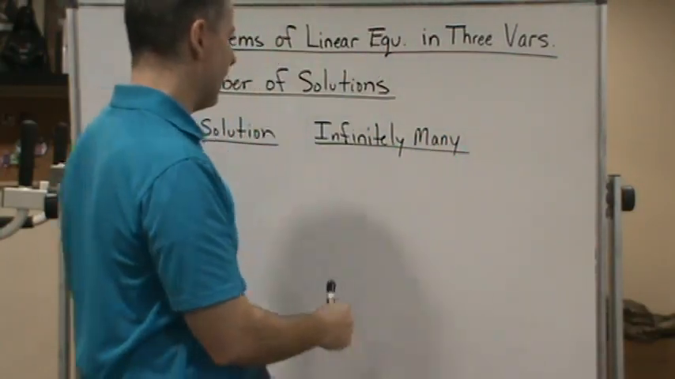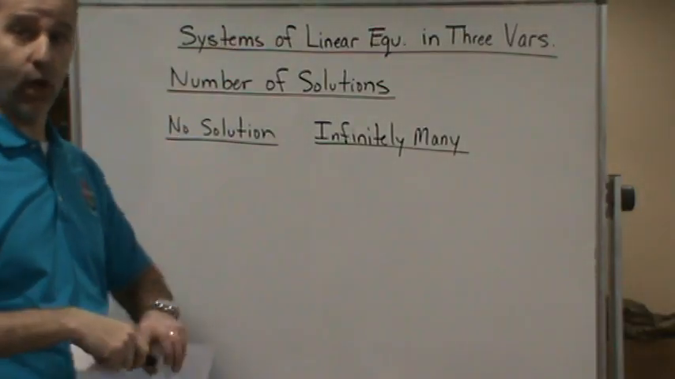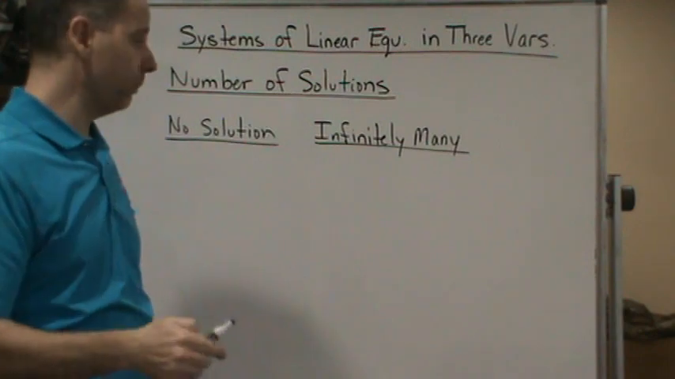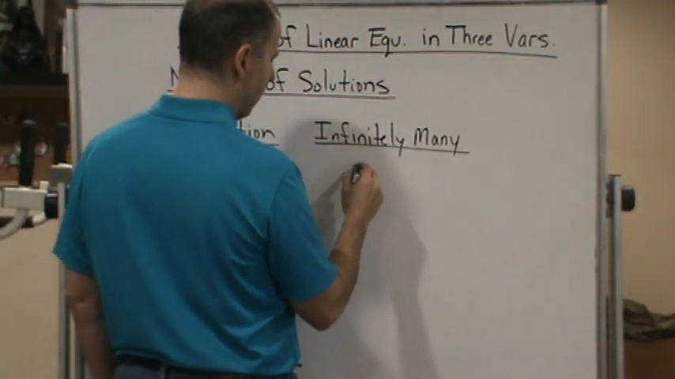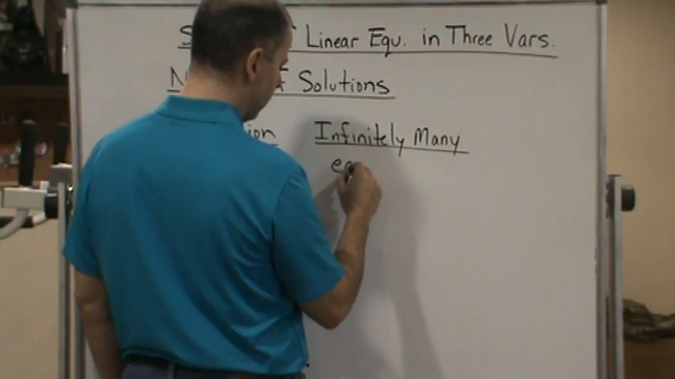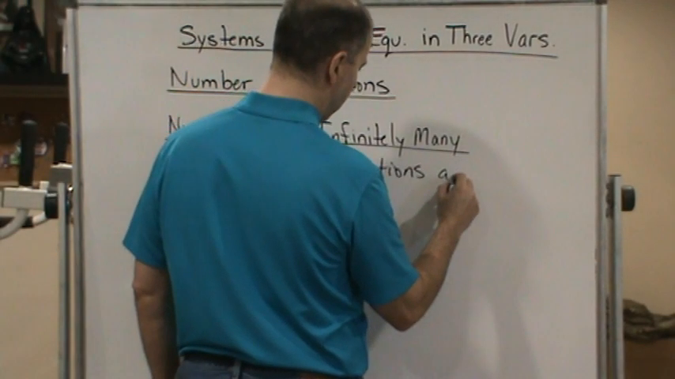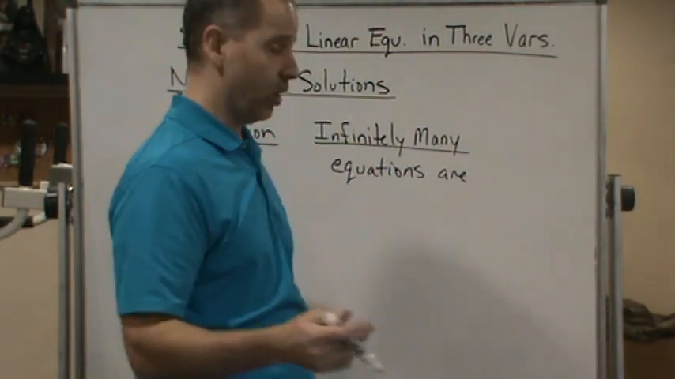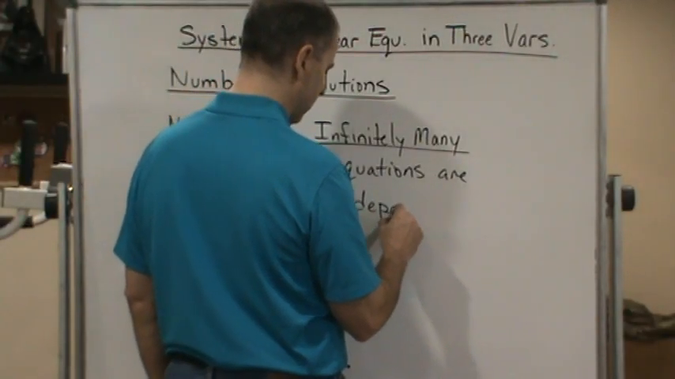So if we have planes that intersect such that they form a line, the intersection of all three planes creates an intersection line, if you will, then there's going to be infinitely many solutions, and we would say that the equations are dependent, just like with two equations and two unknowns.